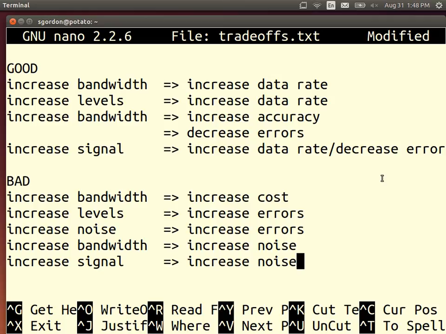Right. So increasing the signal helps us, but impacts upon someone else. Now, if we consider the entire communication system, that may have a negative impact in total.